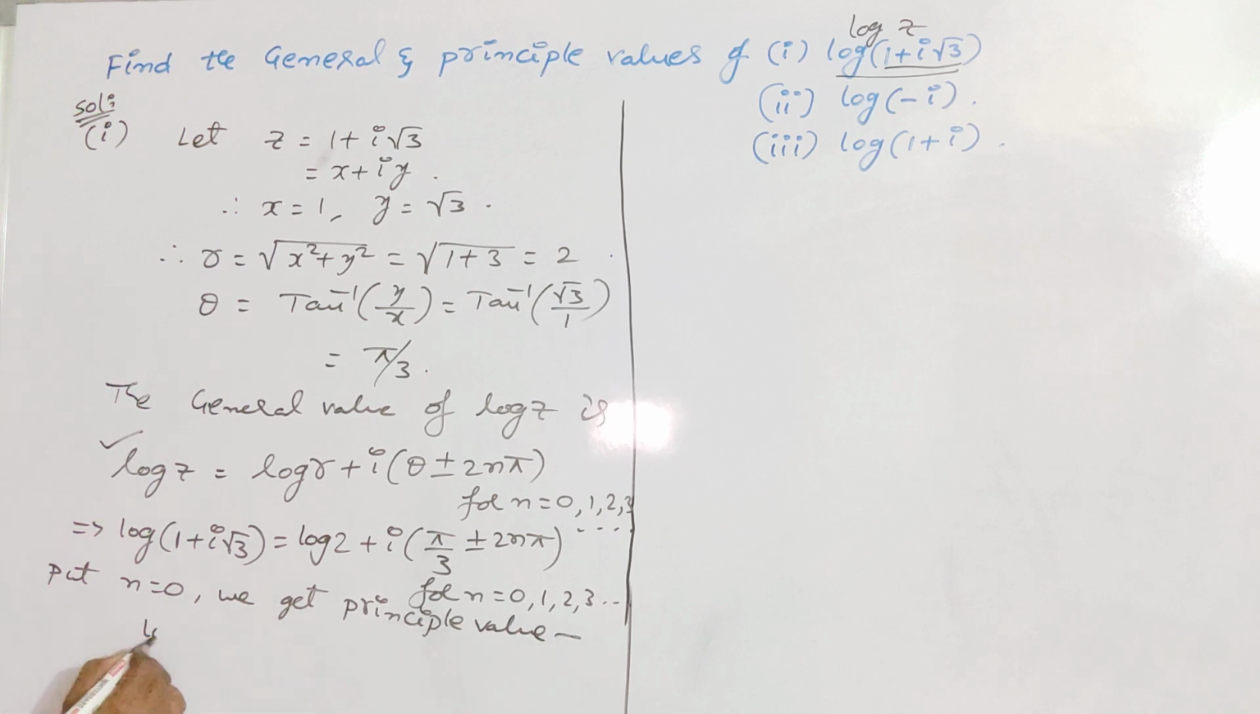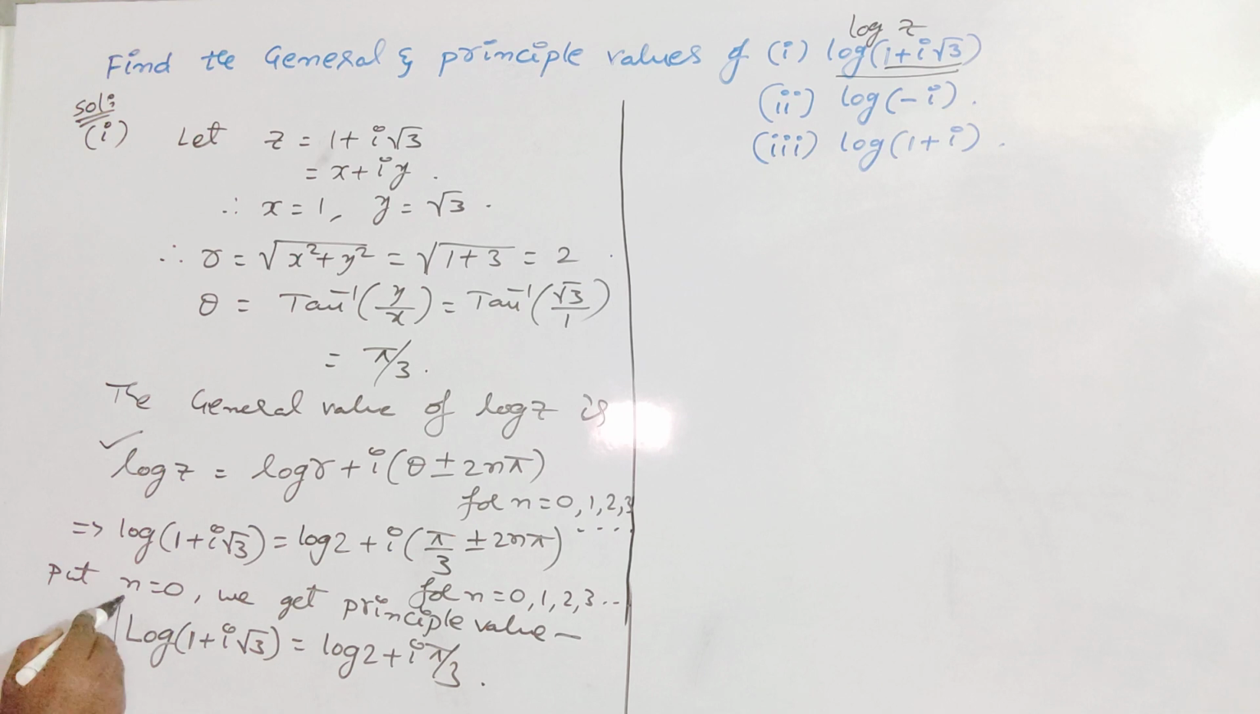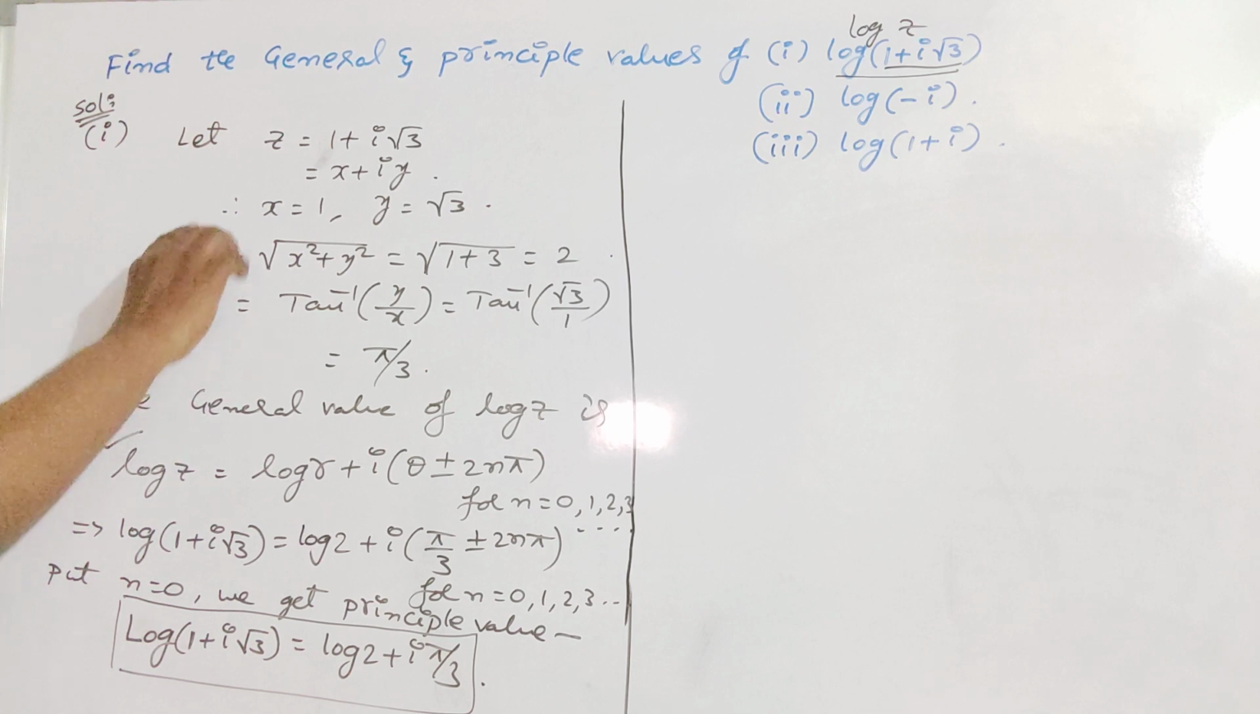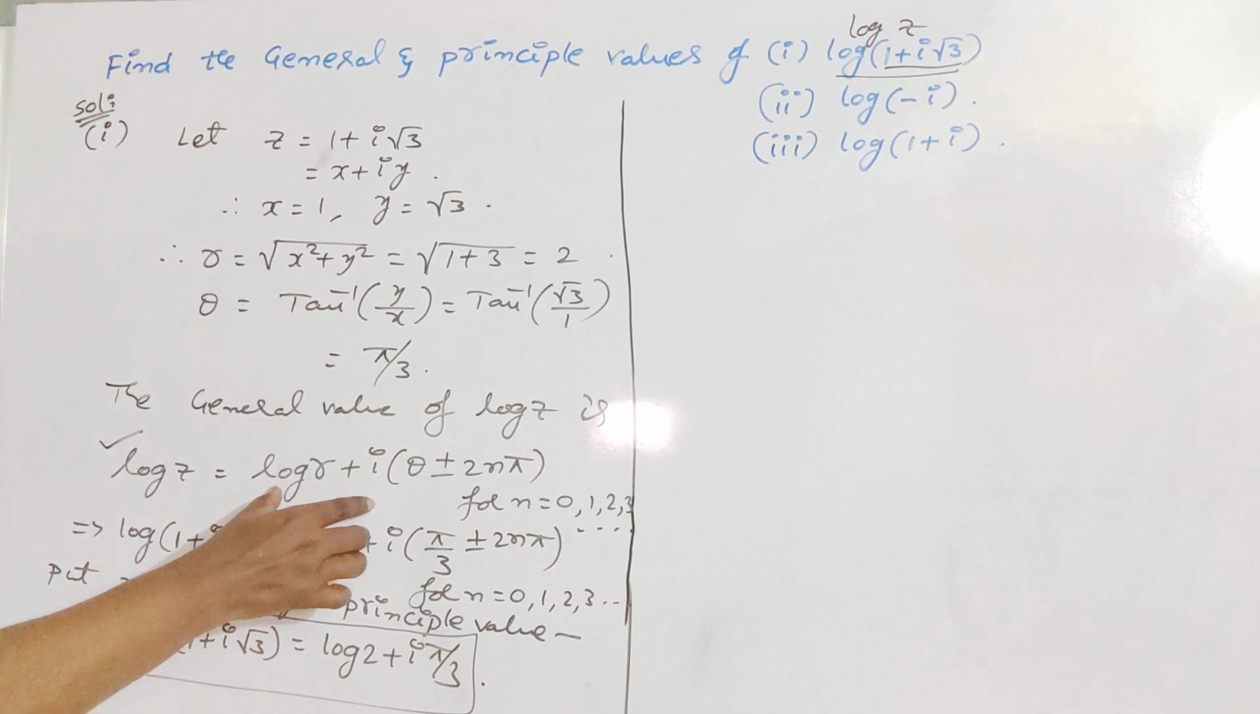What is it? You can use capital L for logarithm. 1 plus i root 3 is equal to log 2 plus i pi by 3 only. Okay, I hope you all understand this one. Very easy one. It's enough to find out what is r and what is theta. Replace r and theta in this formula.